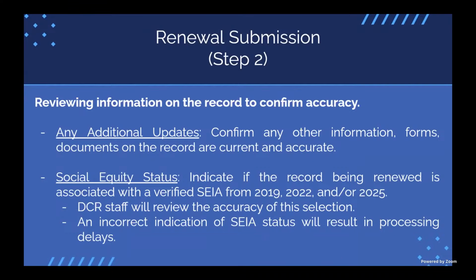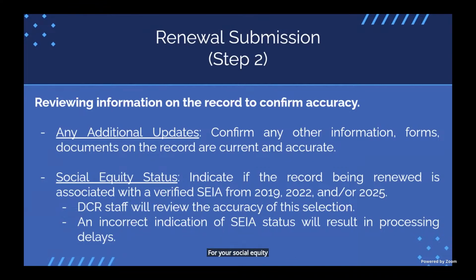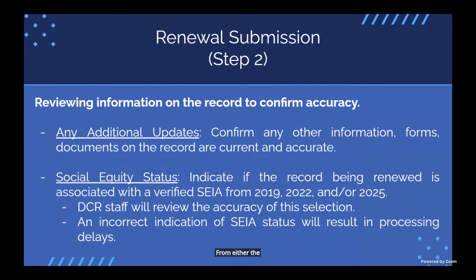For additional updates, you're going to want to confirm that the information, forms and documents on your record are current and accurate. If they're not, you'll have the opportunity to submit current and accurate forms. For your social equity status, it'll indicate if the record being renewed is associated with a verified social equity individual applicant from either the 2019, 2022, and or 2025 calendar years.